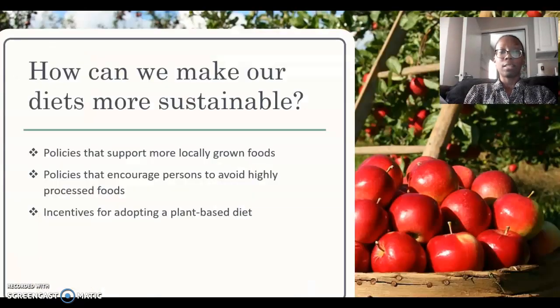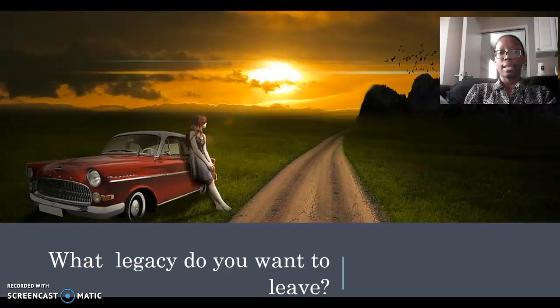So how can we make our diets more sustainable? Well, the answer is simple. Let's have policies that support more locally grown foods. Let's support more organically grown foods. Let's have policies that encourage persons to avoid highly processed foods, and incentives to adopt plant-based diets. These are just a few things that we can do in order to make our diets more sustainable.